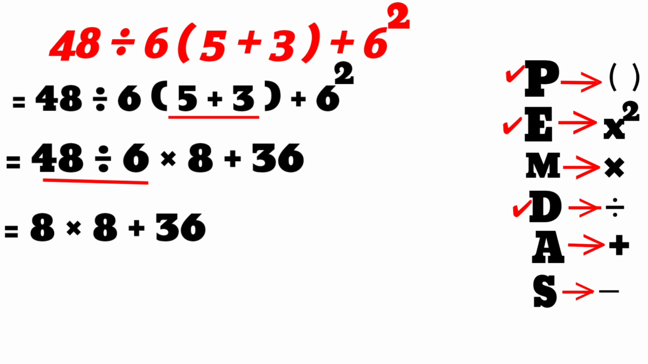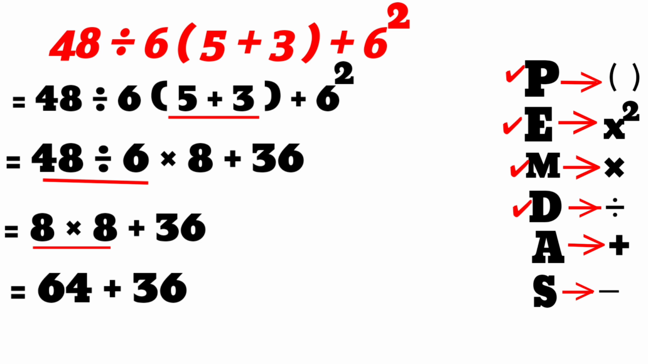M stands for multiplication. Now we do the multiplication between 8 and 8. 8 times 8 is equal to 64, which is equal to 64 plus 36.